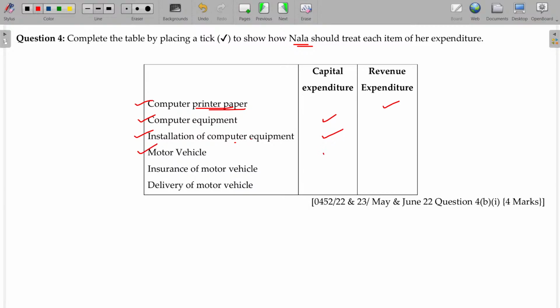Motor vehicle asset, so capital expenditure. Insurance of motor vehicle, you have to do the insurance periodically, so revenue expenditure. Delivery of motor vehicle, you purchase a motor vehicle, it should get delivered to your place for usage. Any cost you spend to bring it to your place, like carriage in, also be considered as capital expenditure. So 4 marks. Clear?